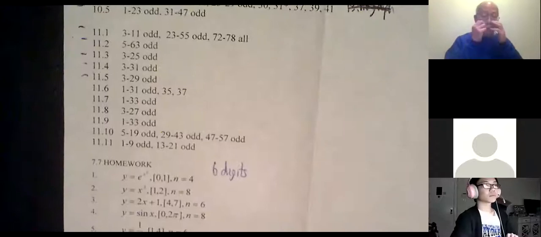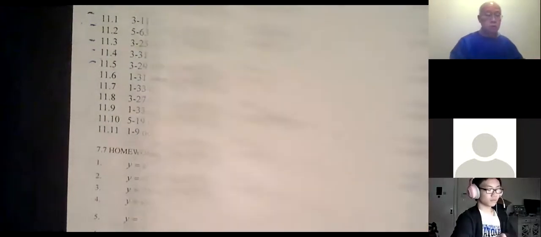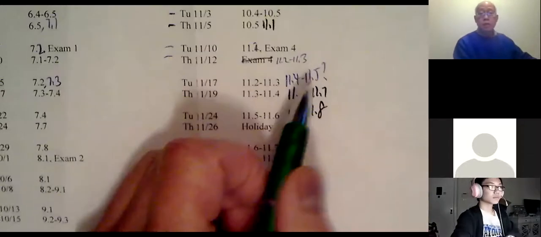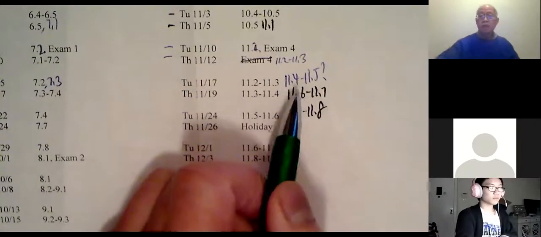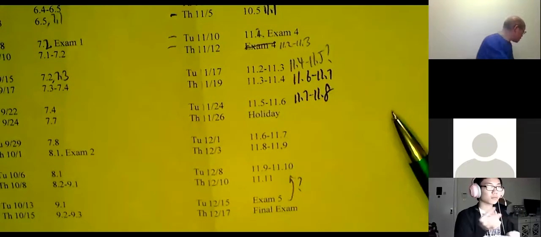Okay, game plan for today is 11.6 and maybe some of 11.7. So let me show you this little calendar. I've updated it. I was finished with 11.5. I put a question mark there. I wasn't sure if I could finish it last time, but I was able to finish it. The alternating series test.